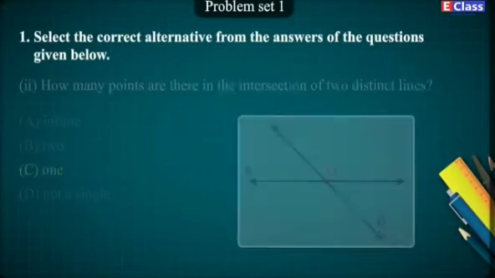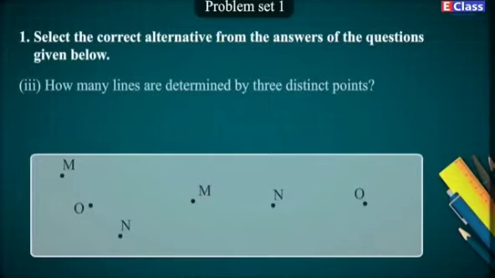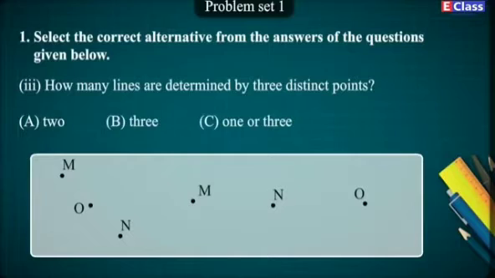3. How many lines are determined by three distinct points? A. 2. B. 3. C. 1 or 3. D. 6. Answer C.